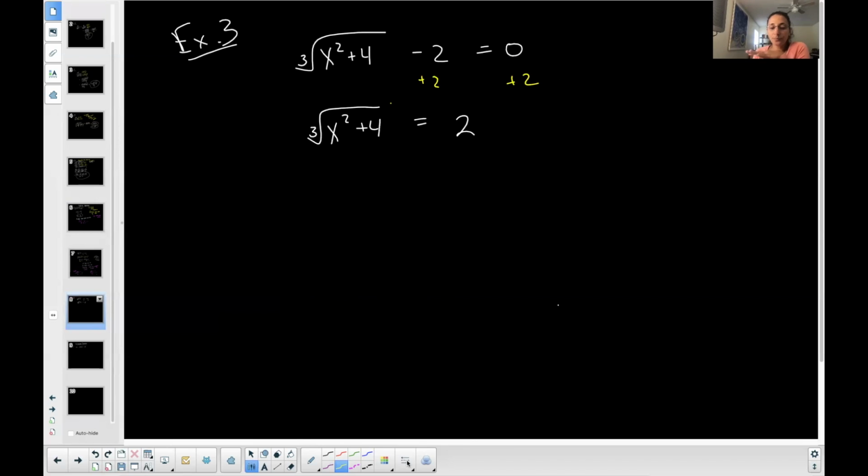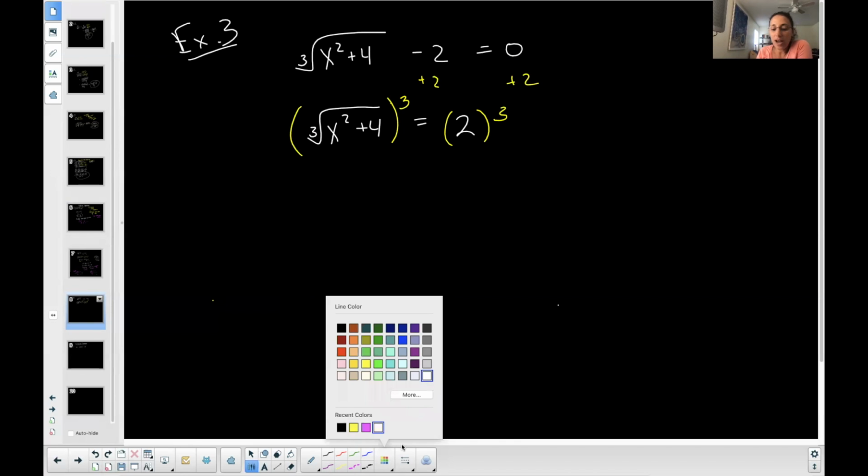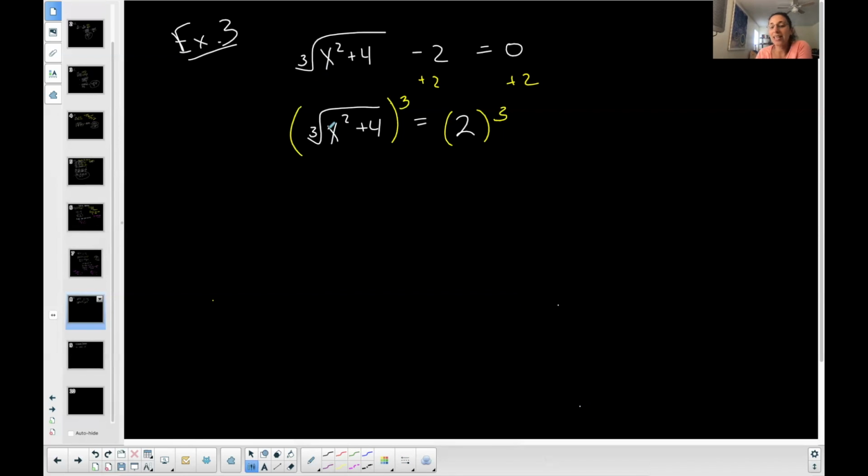Once I isolate my radical expression, I note that the index is a 3. So now I'm going to raise it to the power that matches the index, which in this case is a 3. Before it was a 2 because it was a square root, but now the index is a 3. So we raise it to the 3rd power. And that's going to cancel the radical sign for me, which is what I want to do because I can't figure out what goes in there unless I get rid of the radical sign. So the left side becomes x squared plus 4. This cancels with this. And 2 to the 3rd, 2 times 2 times 2, is 8.